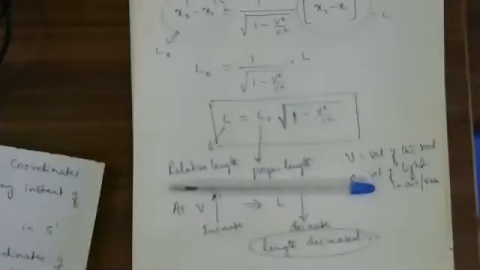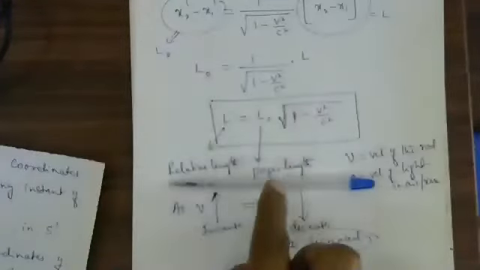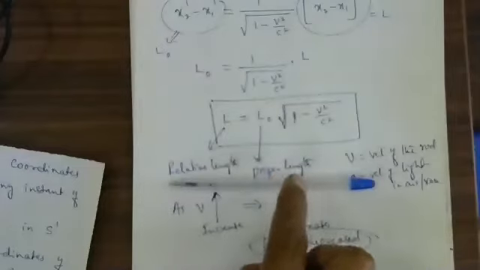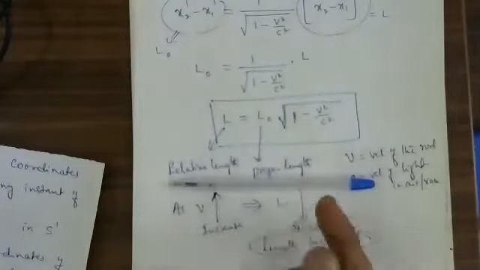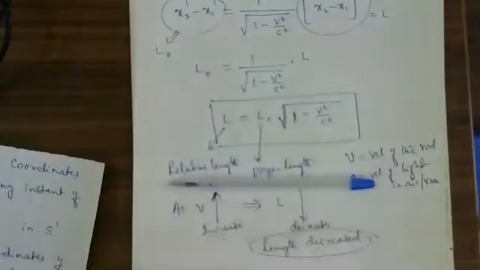Then we can ask one more question here: what do you mean by proper length? Proper length is L naught. L naught is the proper length in a frame of reference which is moving, where the observer is also moving along with the rod. It is the length of the rod when it is at rest with respect to an observer.